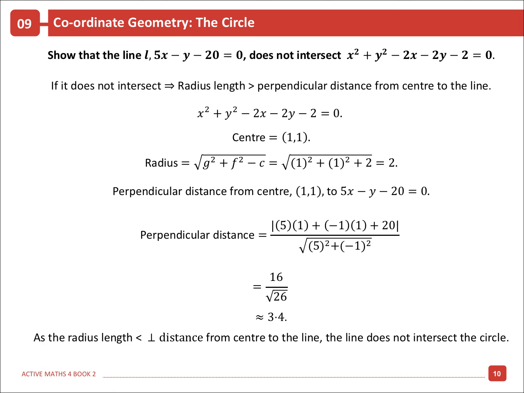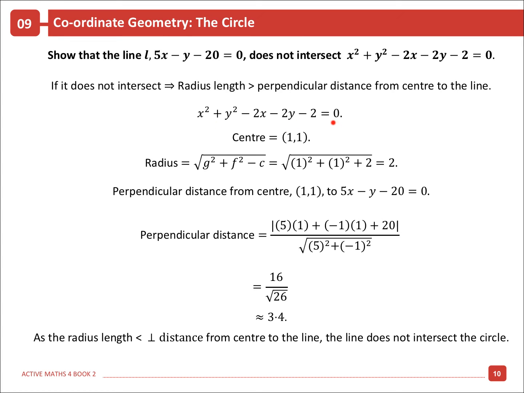So I'm just going to quickly go through this question. Show the line L, 5x minus y minus 20 is equal to 0, does not intersect this circle here. So if it does not intersect, then we know that the radius length is going to be greater than the perpendicular distance from the center to the line.